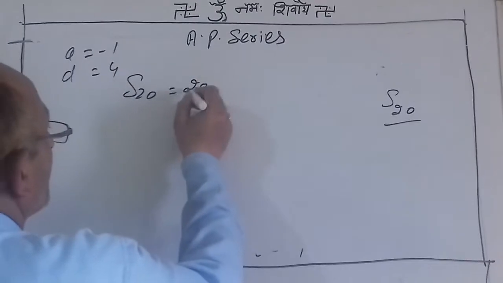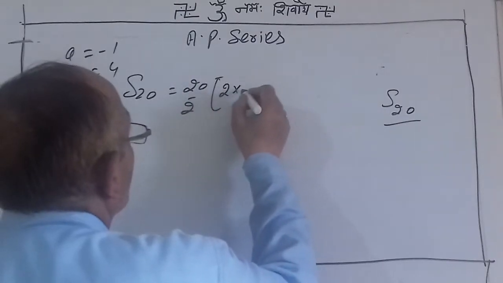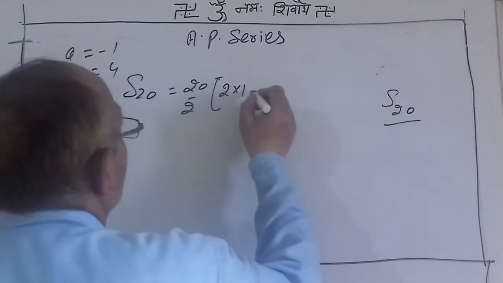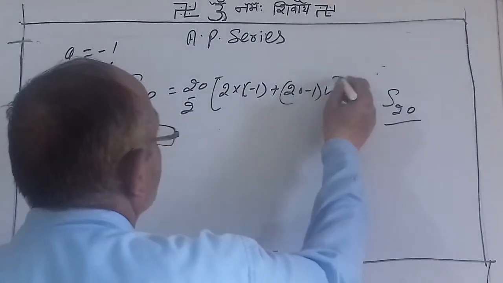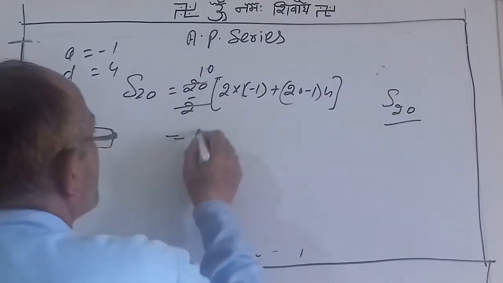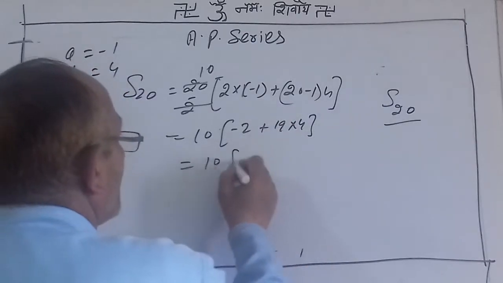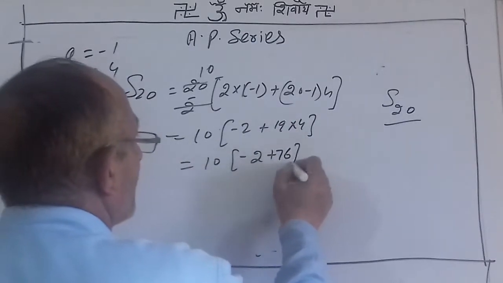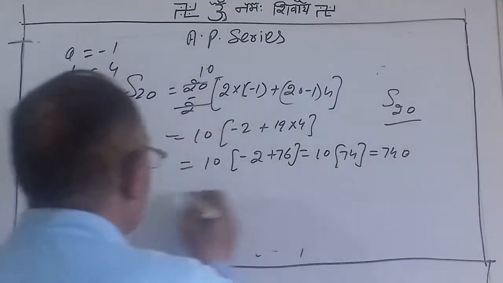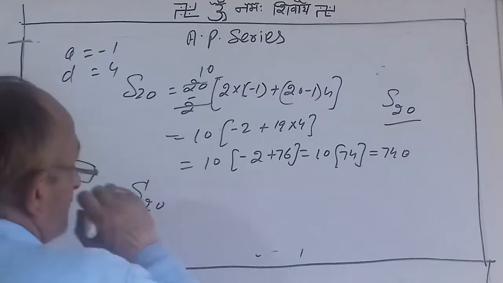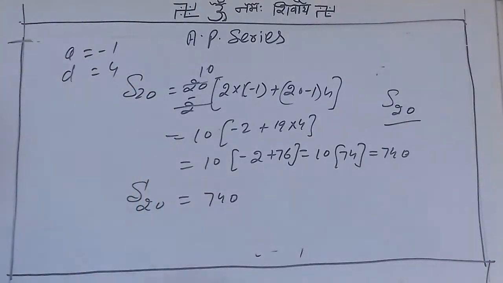S20 is equal to 20 upon 2 into 2a plus 20 minus 1 into d, that is 10, is equal to 10 into minus 2 plus 19 into 4, that is 10 into minus 2 plus 76, that is 10 into 74, that is 740. As the sum of 20 terms is equal to 740, that is your answer, S20.